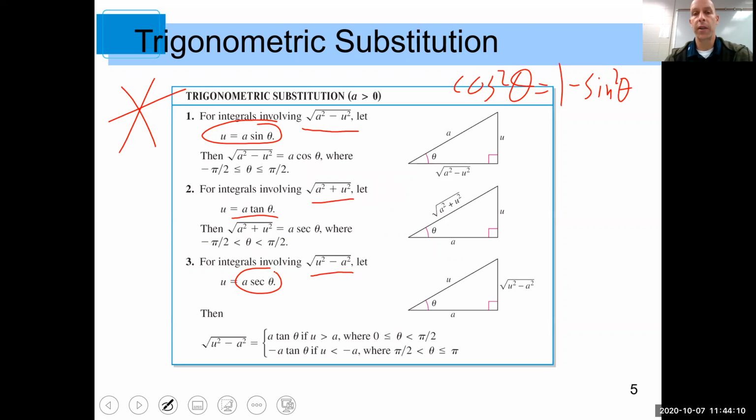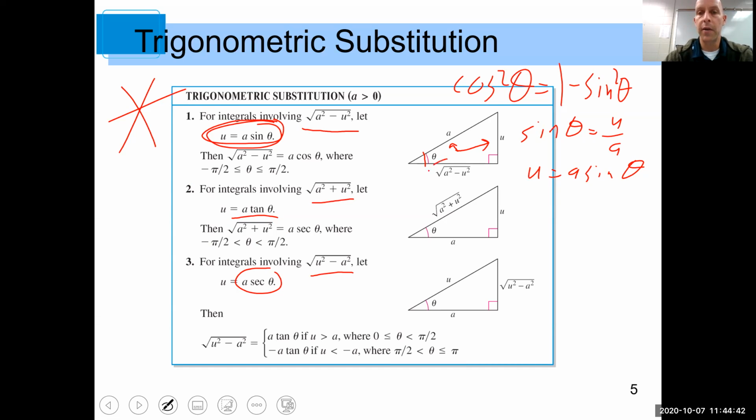Let's focus on this first one here that involves sine, which is probably the easiest for students to understand. So here's our theta. Remember, sine is opposite over hypotenuse. So the sine of theta is u over a. And by the way, if you multiply a over to the other side, you would get u equals a sine theta. So that should kind of make sense. u is equal to a sine theta.